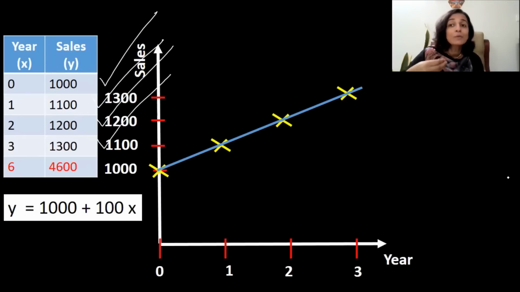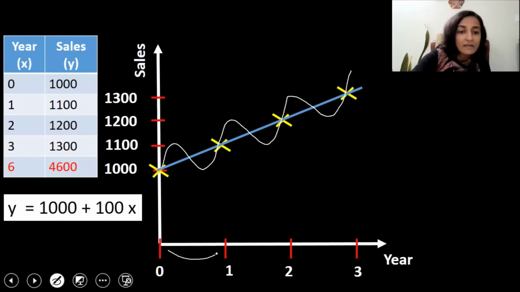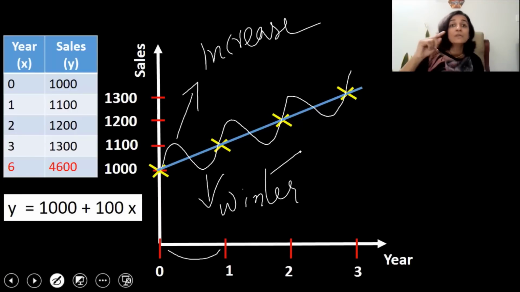Now I will show you how the actual sales figure looks in the practical scenario. So the white curve that you see on screen is generally the pattern of sales. If you notice here in the year 1, suppose you are selling ice creams. In the first half of the year, you have an increase in sales because it's the summer season. And in the next half, you have a drop in sales because it's the winter season. And again, this cycle continues. And we know that this fluctuation is known as seasonal fluctuations.